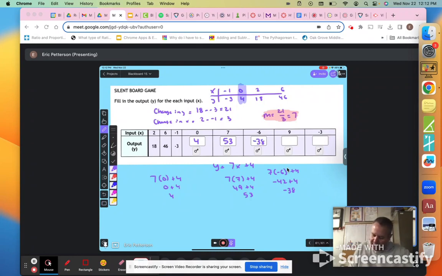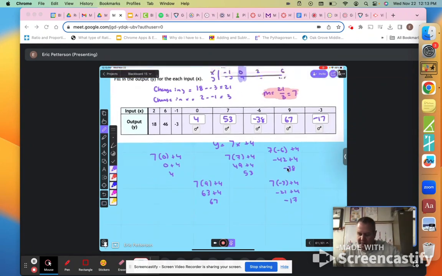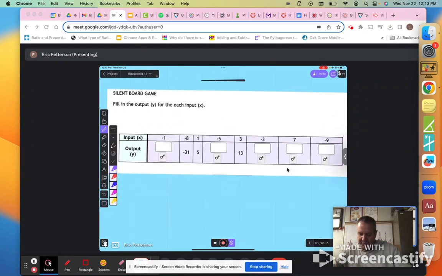And then I got to put 9 in. 7 times 9 plus 4, which is 63 plus 4, which is 67. And then the last one I'm going to put in is -3. 7 times -3 plus 4, -21 plus 4, and -17. Okay, so that was that one. Let's do one more, because sometimes they don't have it to where they're all easy like that. So let me go here to the next problem. Here we go. I'm going to do the same thing.